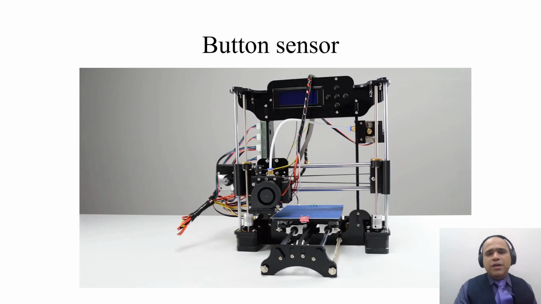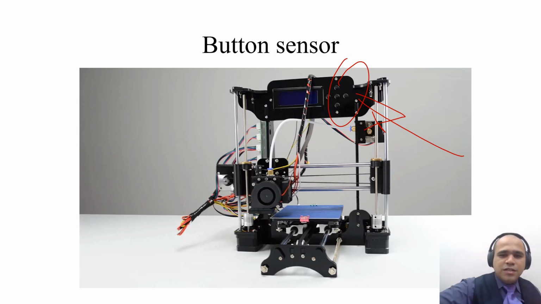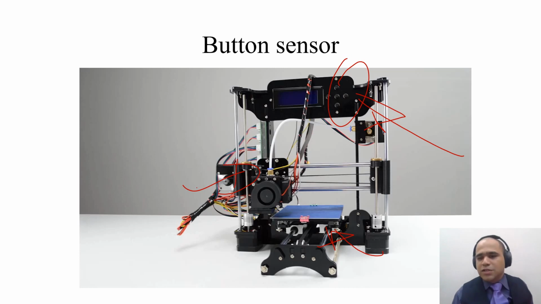Another typical application where you can see button sensors is these 3D printers, where you have buttons on the top to do the settings, and these kinds of limit switches at the base and multiple places to determine whether the limit has been reached and to set the default home condition of a 3D printer.